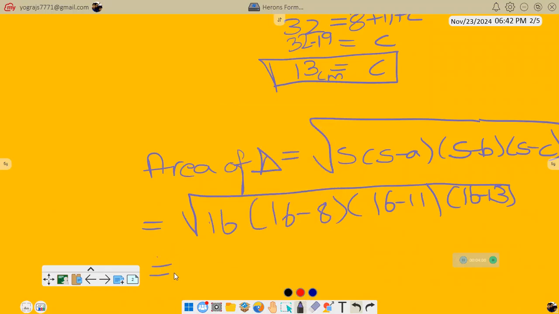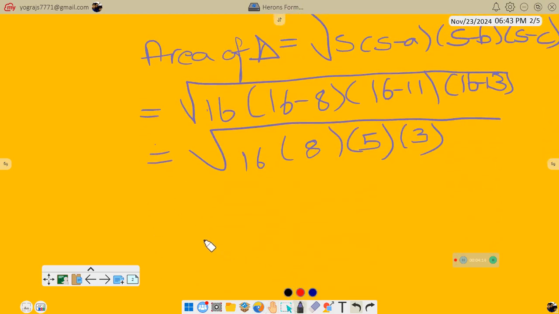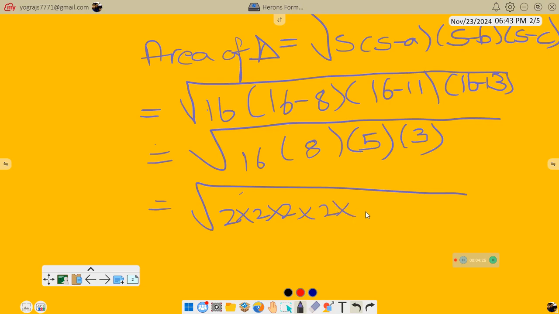Under root, 16 minus 8 is 8, 16 minus 11 is 5 and 16 minus 13 is 3. From here we can say that, now let's prime factorize this. 16 will be 2 into 2 into 2 into 2. 8 will be 2 into 2 into 2, into 5 into 3.